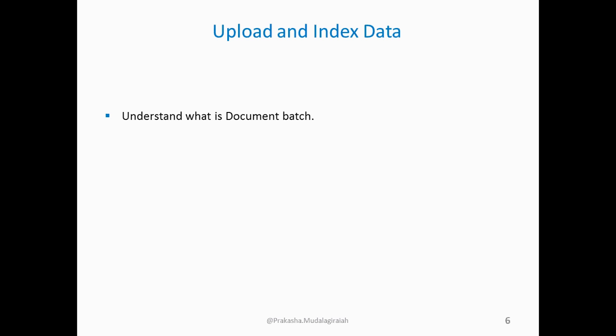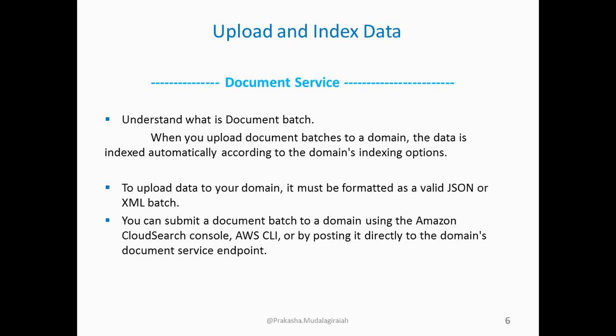In fact, the Amazon console can automatically convert CSV files, PDF files, HTML, Word documents, Excel, and text files into the required JSON or XML format and upload them as document batches. The document service provides the ability to upload documents in batches to the search domain.